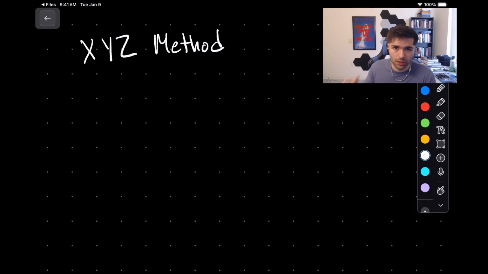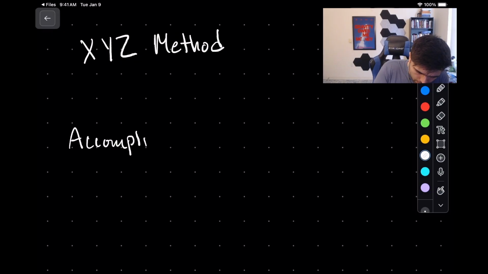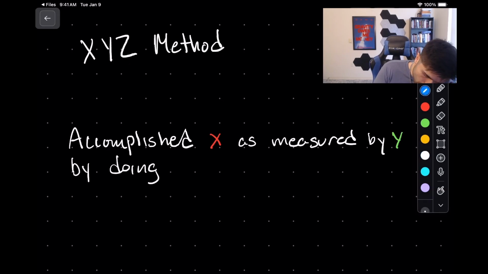So without further ado, let's talk about the XYZ method today. The XYZ method can be defined as follows. Pretty much any bullet that follows this format: accomplished X as measured by Y by doing Z. So naturally, the main components of the XYZ method are X, Y, and Z.